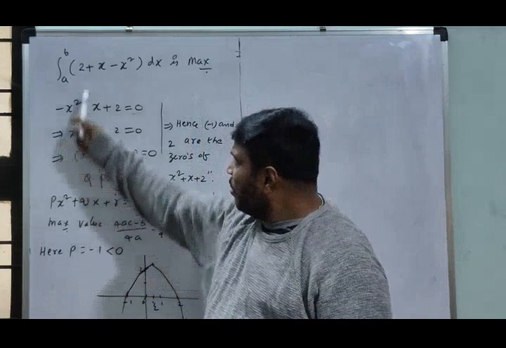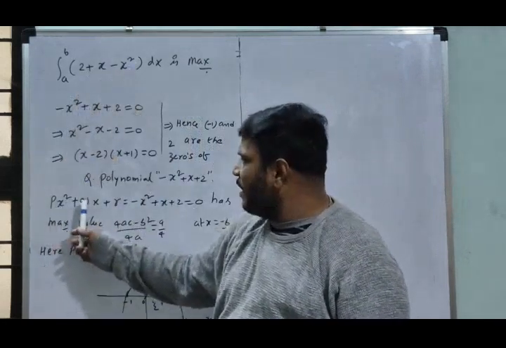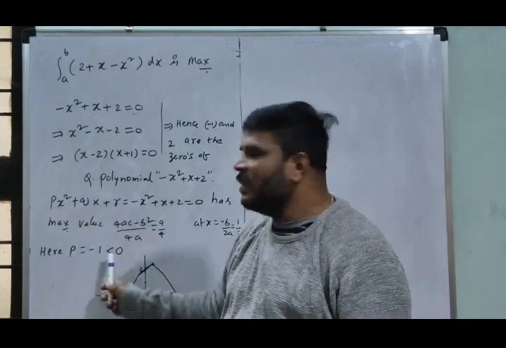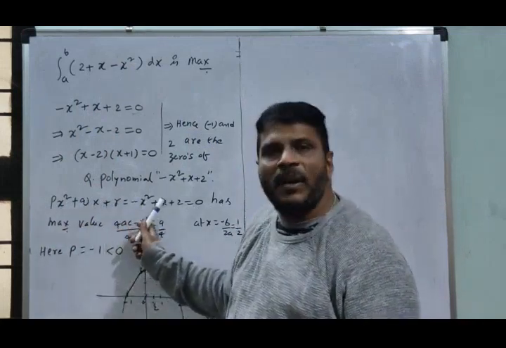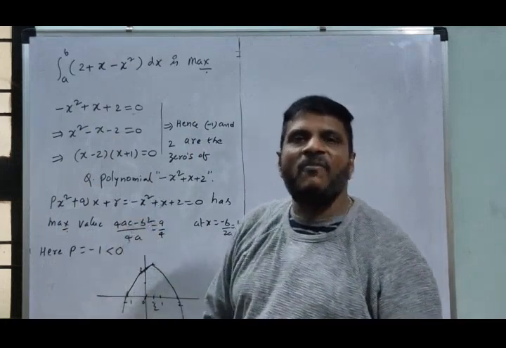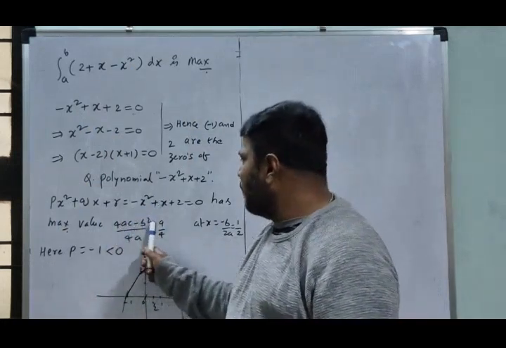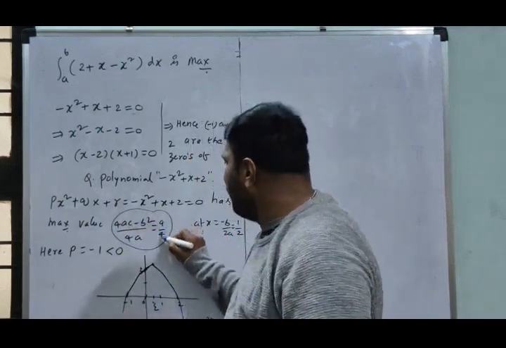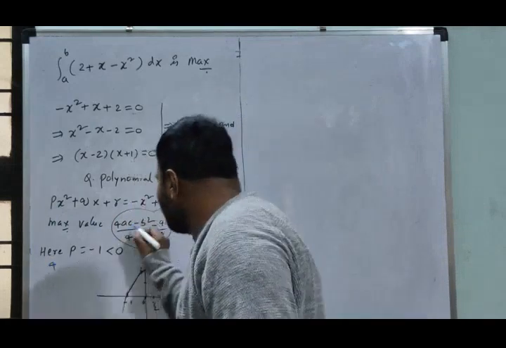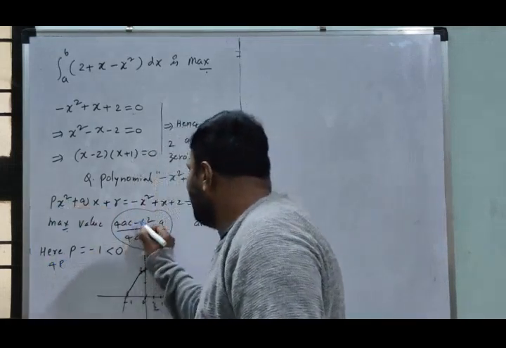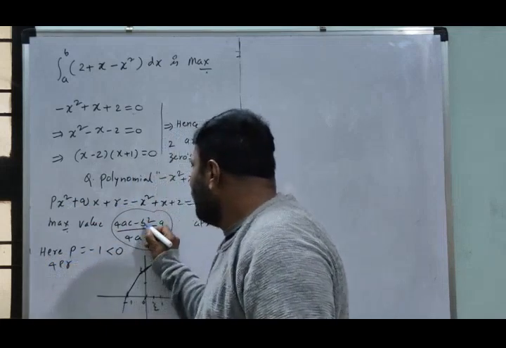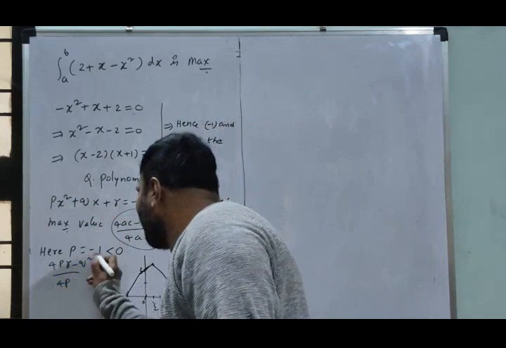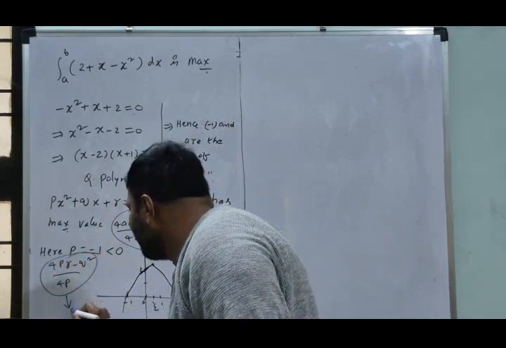Here, our quadratic polynomial is of the form px square plus qx plus r equal to 0. Here p is equal to minus 1, which is negative. So this quadratic polynomial has maximum value (4ac minus b square) by 4a. Here a is p, b is q, c is r, so it is (4pr minus q square) by 4p. By calculating this value, you will get 9 by 4.